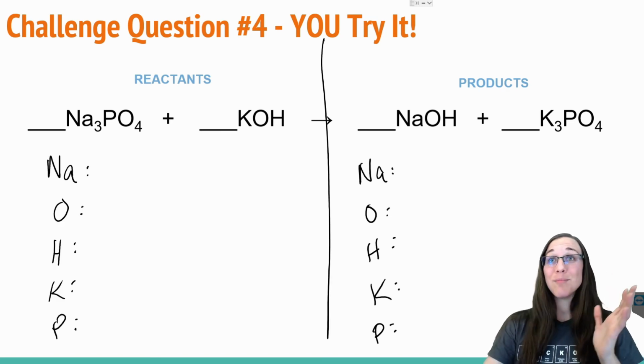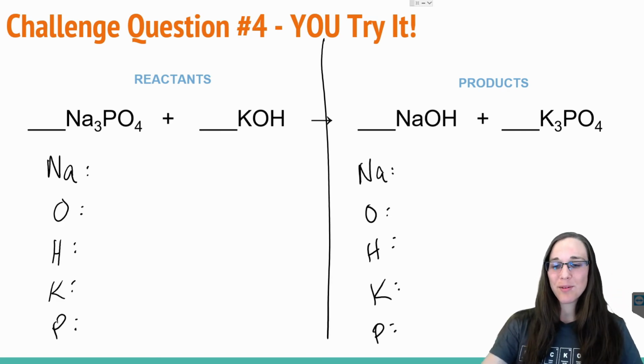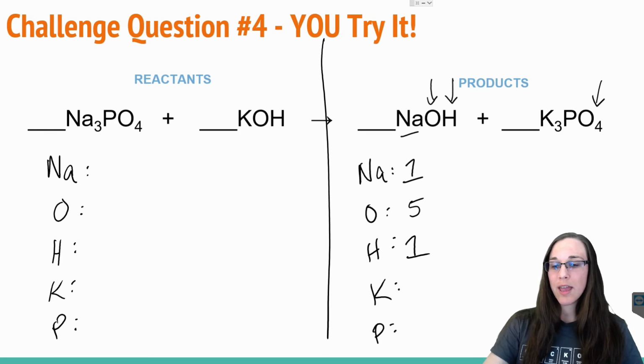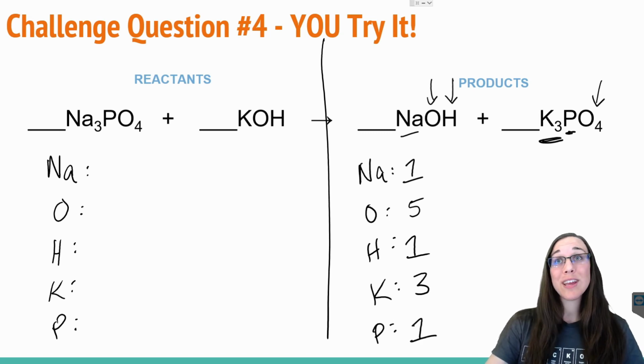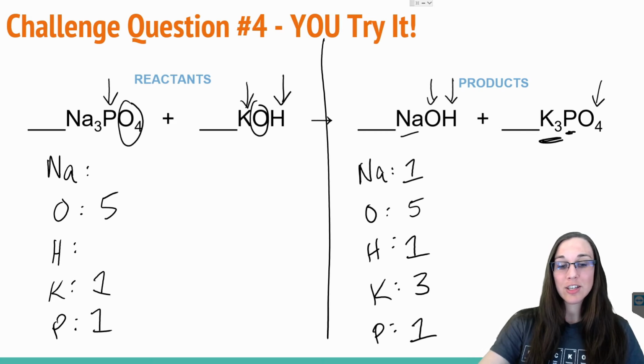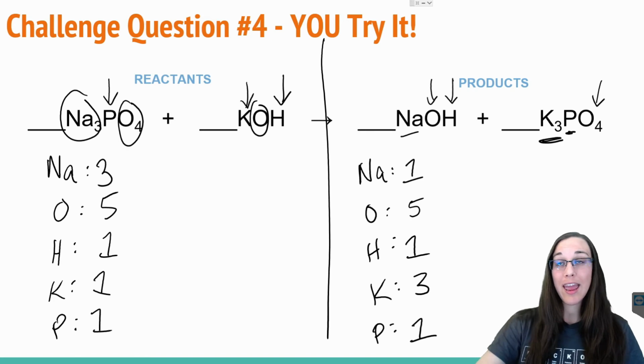Let's count up how many atoms we have on each side. On the product side, we have 1 Na. We have 1 plus 4, so 5 O's. We have 1 H. We have 3 K's, and we have 1 P. On the reactant side, we have 4 plus 1, so 5 oxygens. We have 1 P. We have 1 K. We have this H here, that's just 1 H. And we have 3 Na atoms.